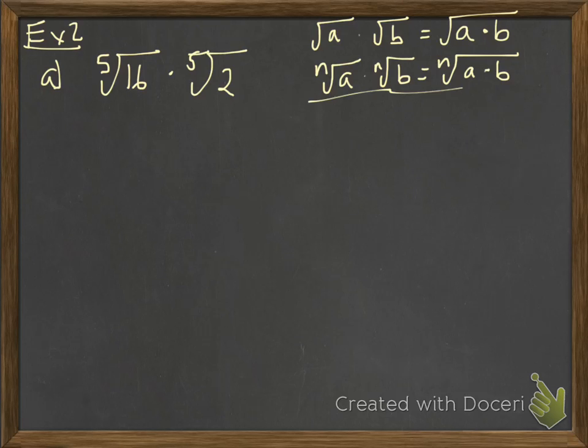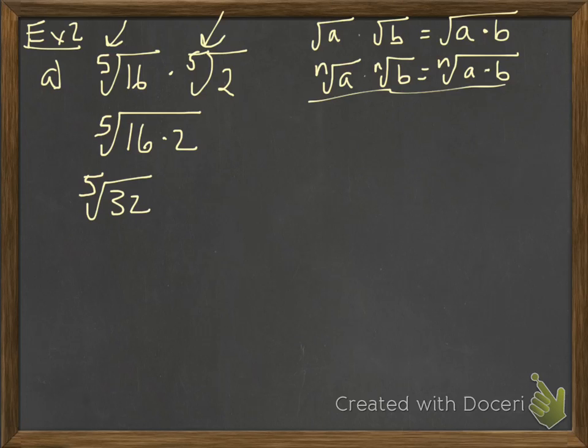That comes in handy here, especially because I have the same index. Do you see that? These are both fifth roots. So I'm allowed to take the fifth root of the product 16 times 2 together, which turns out to be nice because it's the fifth root of 32, which hopefully by now you're getting the hang of these higher roots. The fifth root of 32 is just 2. Let's look at another one, b.